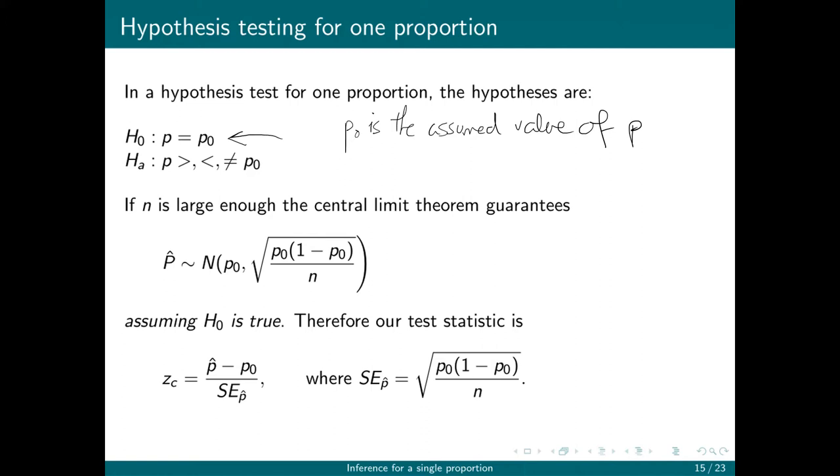P. If n is large enough, the central limit theorem kicks in, and we know that our P hats are going to follow a normal distribution whose center is our supposed true proportion P0, and whose standard error is given by the square root of P0 times 1 minus P0 over n. Therefore, our test statistic is going to be the z-score of our sample's P-hat, and remember that z-scores are calculated as the observation minus the mean divided by the standard deviation.